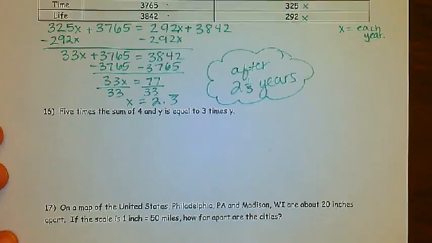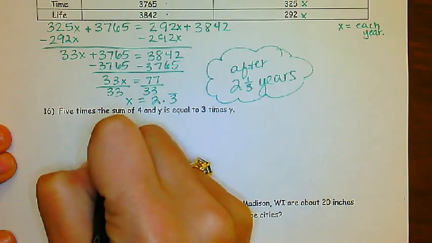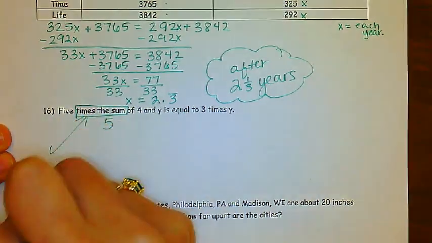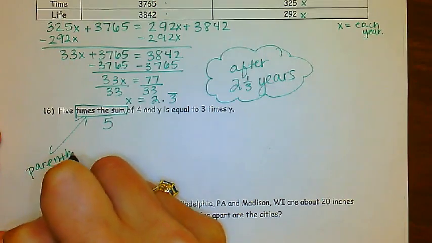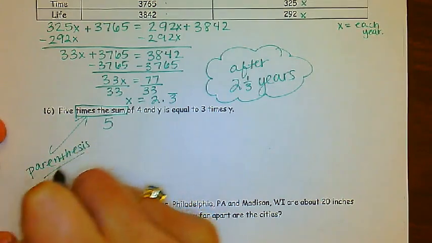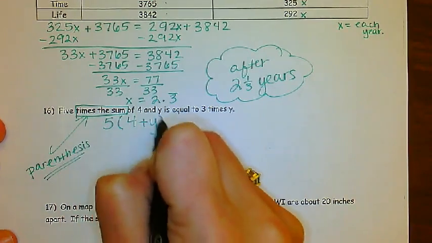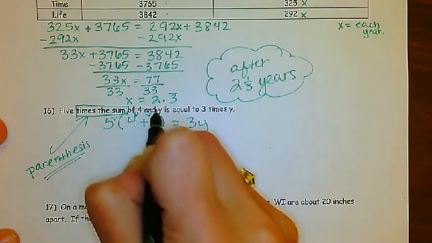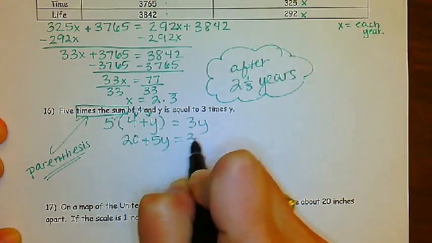Okay, 2 more. All right, 5 times the sum of, so 5 times the sum. Okay, remember that means parentheses. So 5 times the sum of 4 plus y, and that should be equal to 3y. Don't forget to distribute. 20 plus 5y equals 3y.